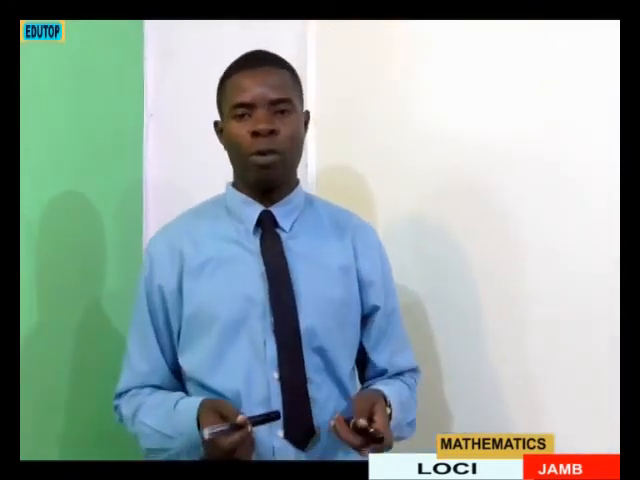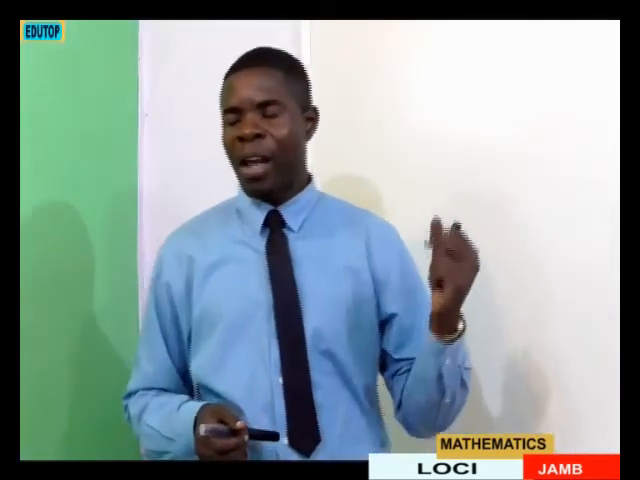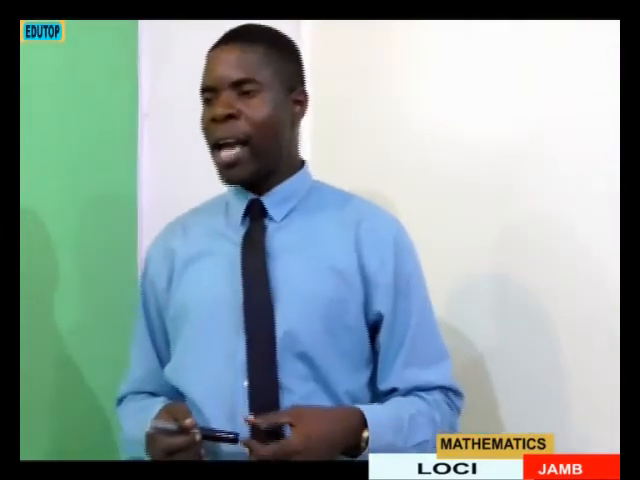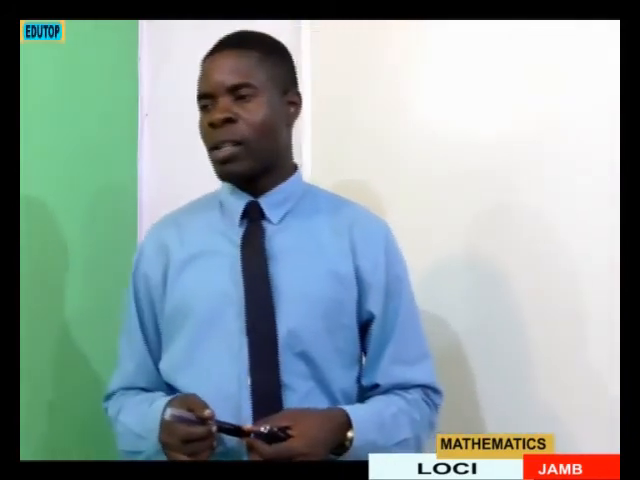Our next topic is locus, the singular of loci. Under this topic, candidates should be able to identify and interpret loci relating to parallel lines, perpendicular bisectors, angle bisectors, and circles. Remember that in our previous lessons, we treated construction extensively. So here, what is a locus? A locus is a collection of varying positions which describe where an object is located. There are 4 points under this locus.